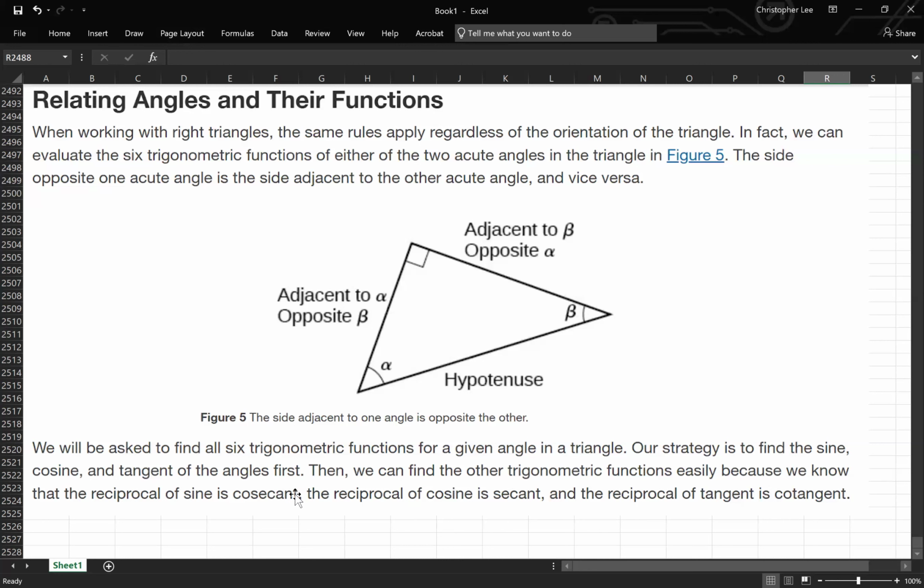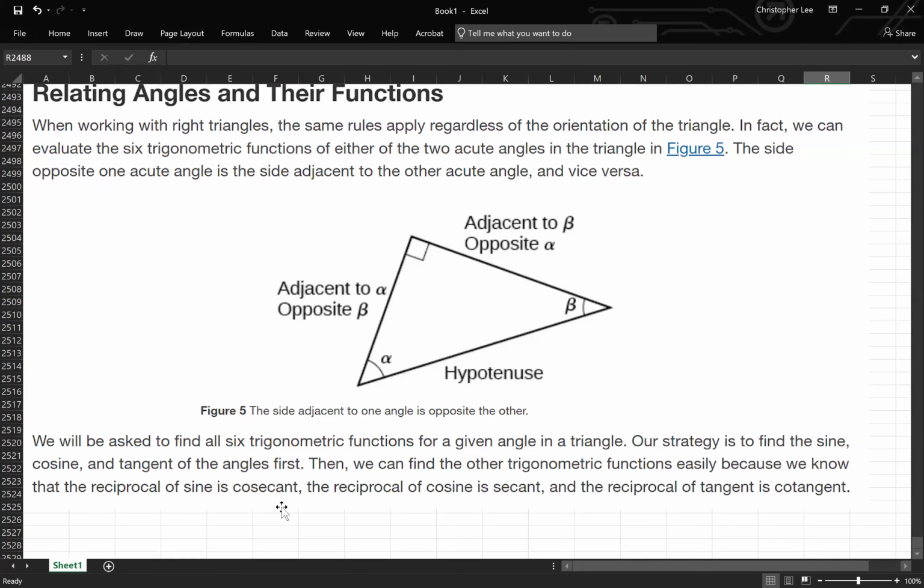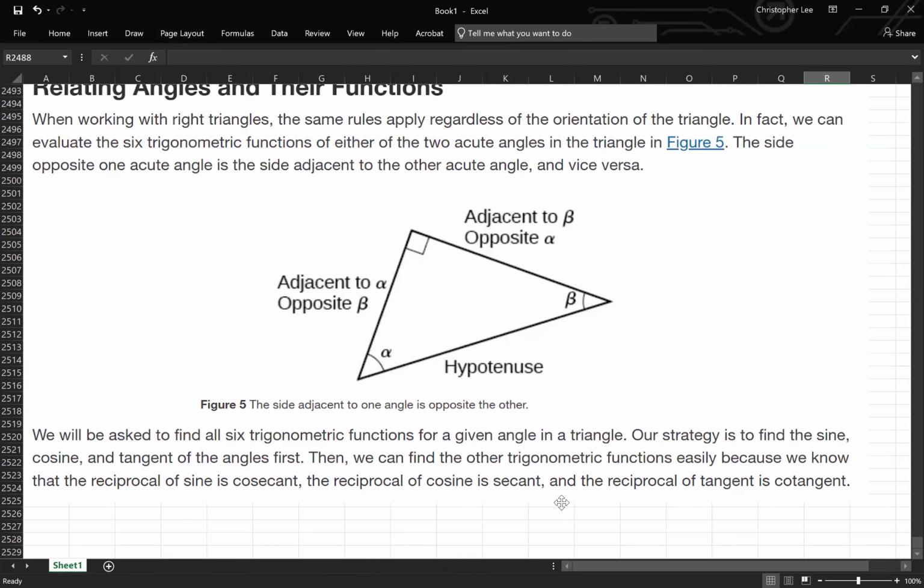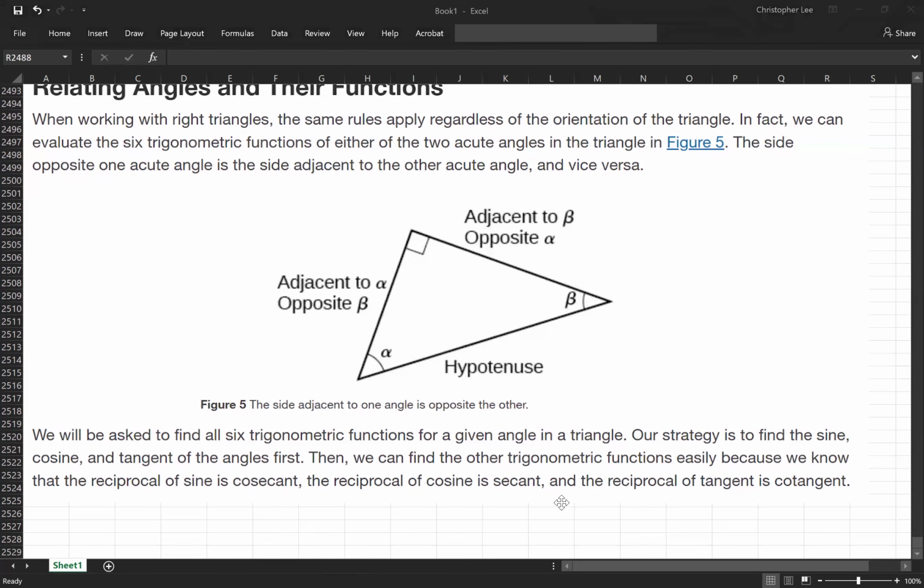Then we can find the other trigonometric functions easily because we know that the reciprocal of sine is cosecant, the reciprocal of cosine is secant, and the reciprocal of tangent is cotangent, right? Damn, we ain't even got to memorize that. We on fire right now.